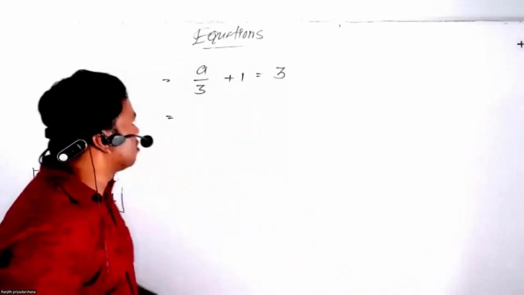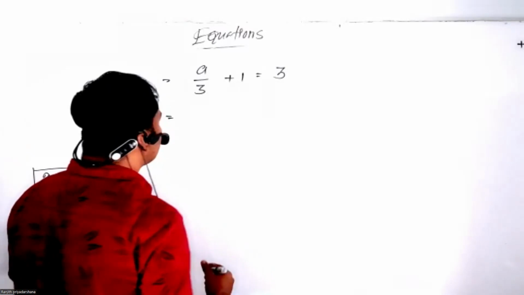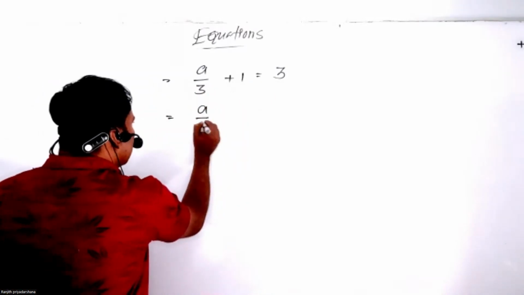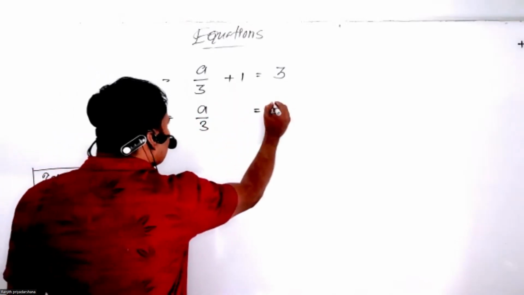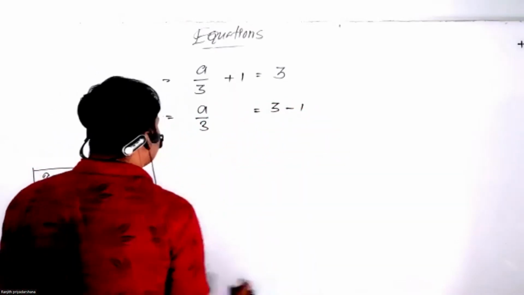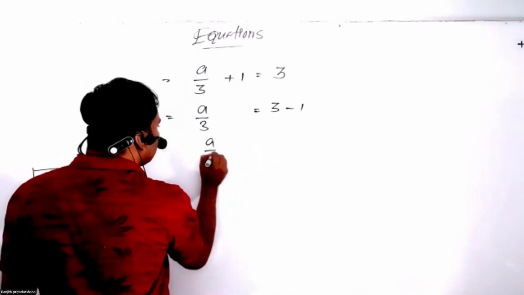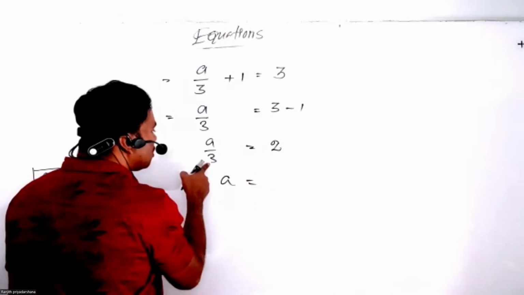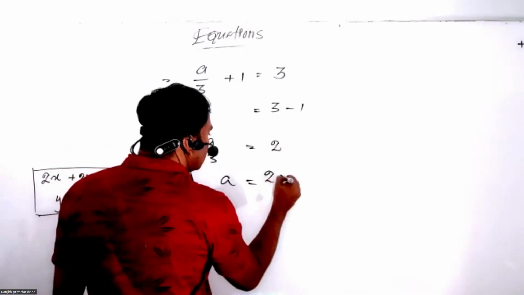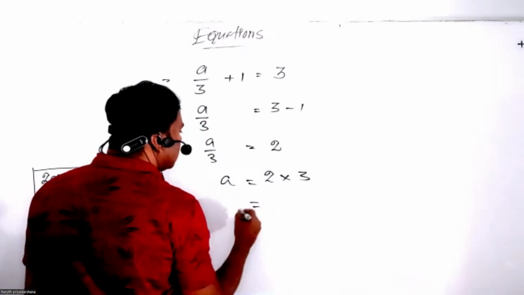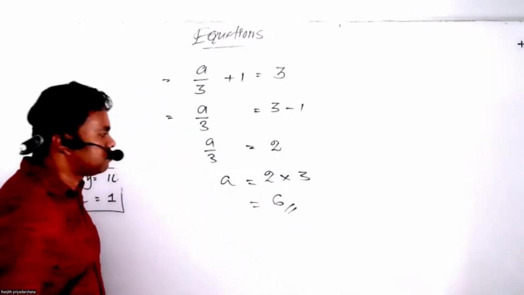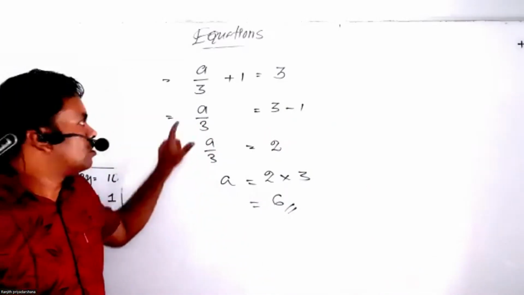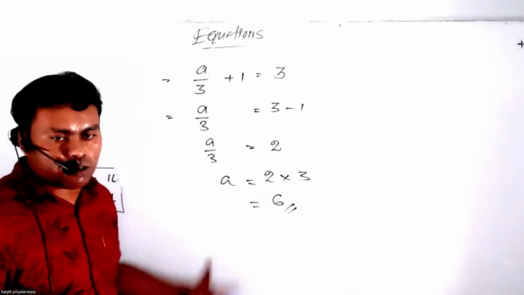Very good thing. Okay, so a upon 3 plus 1 equals 3. The plus 1 goes to the other side as subtraction. Then a upon 3 equals 2. Then a equals 2 times 3, since division by 3 goes to the other side as multiplication. Then a equals 6. Because you know that method, you can practice at home.